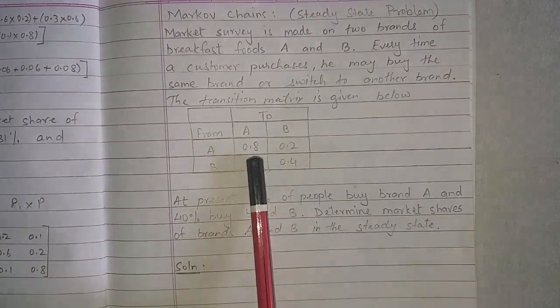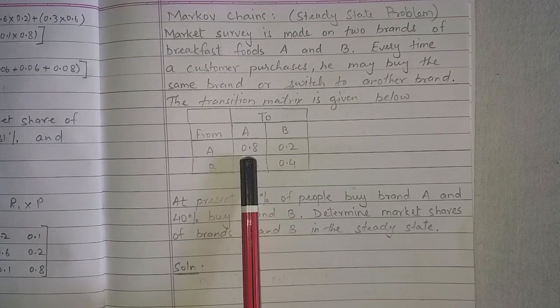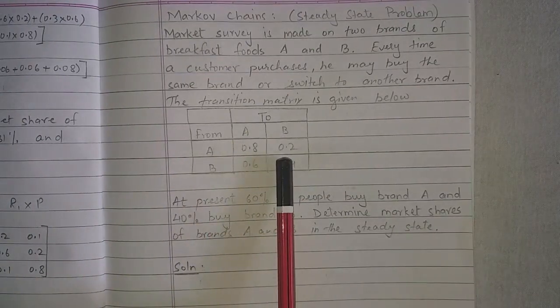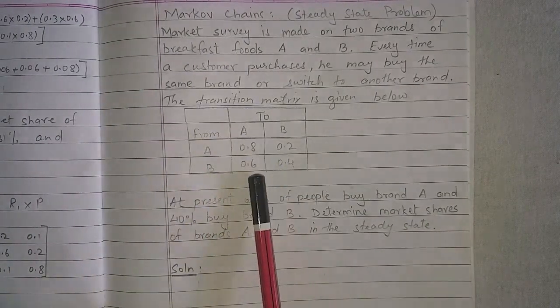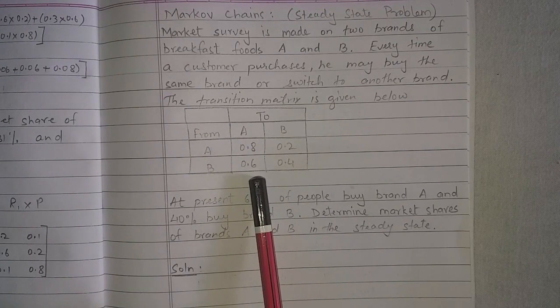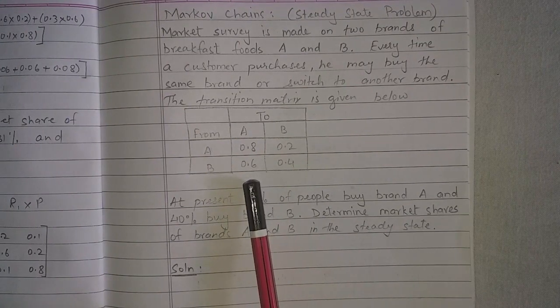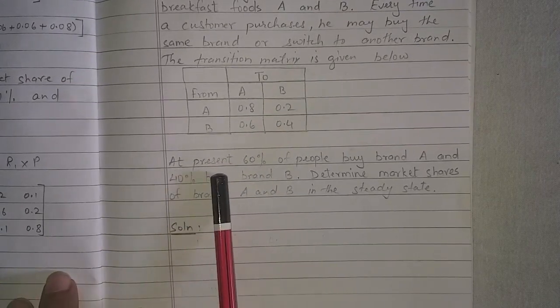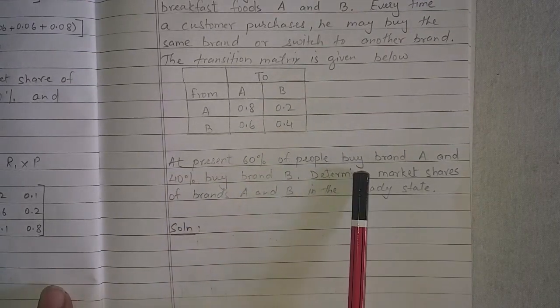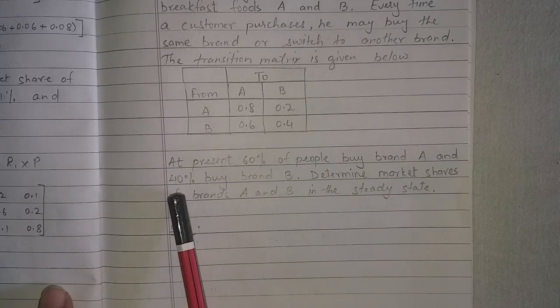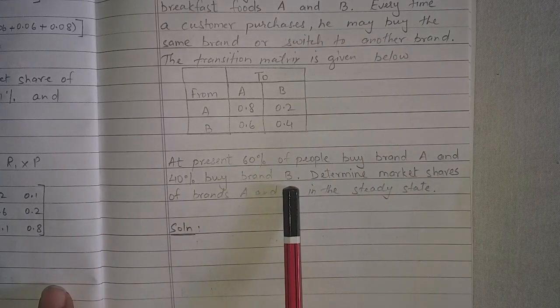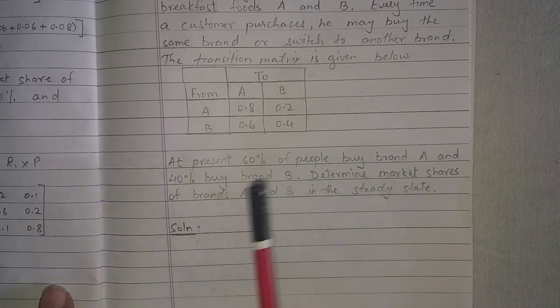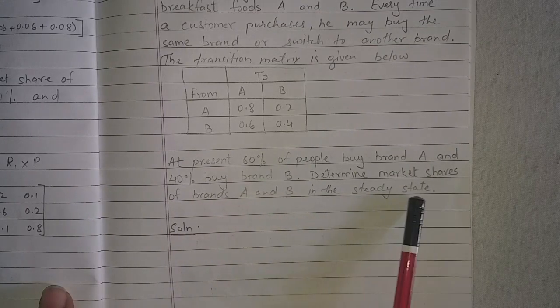From A to A, the probability is 0.8. From A to B, it is 0.2. From B to A, it is 0.6. And from B to B, it is 0.4. At present, 60% of people buy brand A and 40% buy brand B. Determine market shares of brand A and B in the steady state.